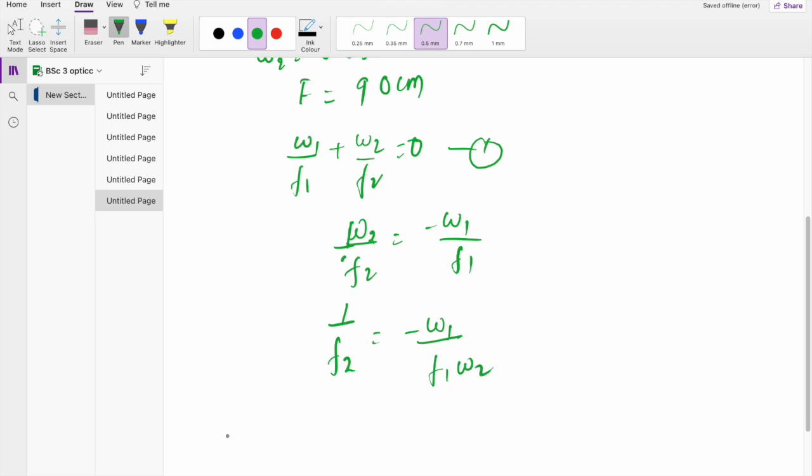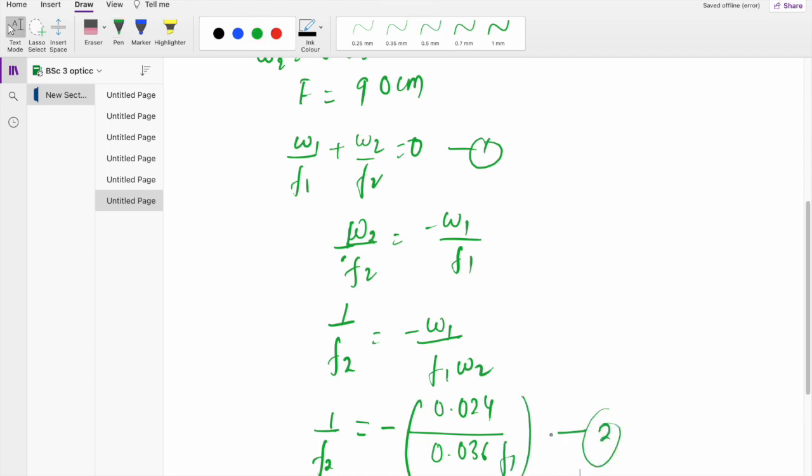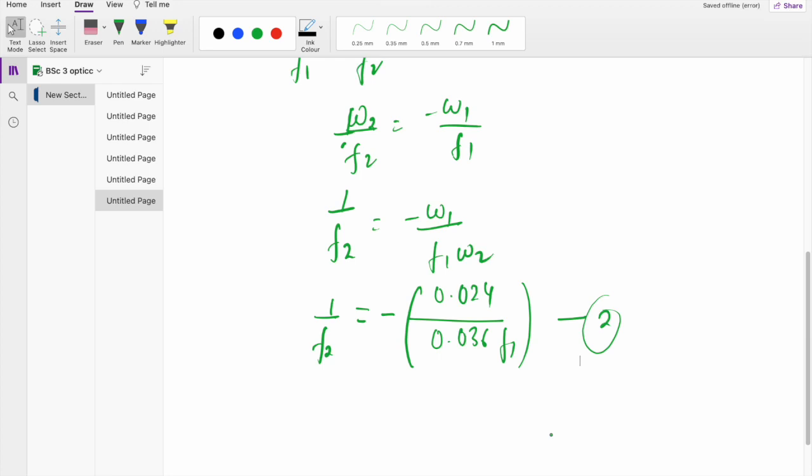Okay, so 1 upon f2 becomes minus, substituting the values of omega 1 and omega 2, omega 1 was 0.024 and omega 2 is 0.036, multiplied by f1. Say equation number 2. Just simplify this. This becomes negative of 2 upon 3 f1. It will cancel from 12.